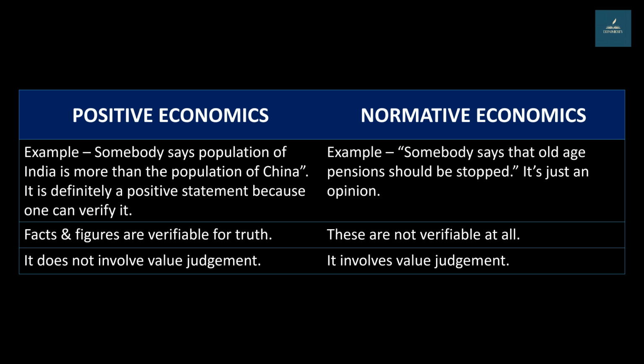Facts and figures are verifiable for truth in case of positive economics, whereas these are not verifiable at all in case of normative economics. Positive economics does not involve value judgment, whereas normative economics involves value judgment. I hope you have understood the main idea behind the two.